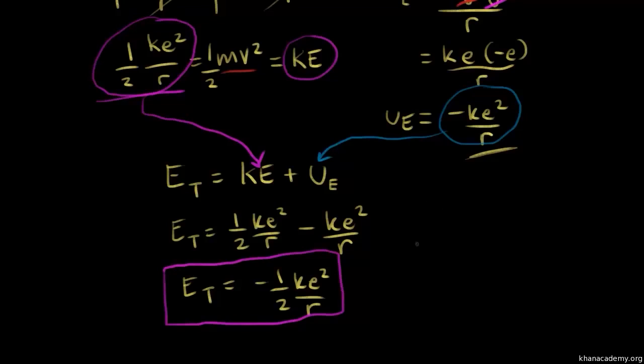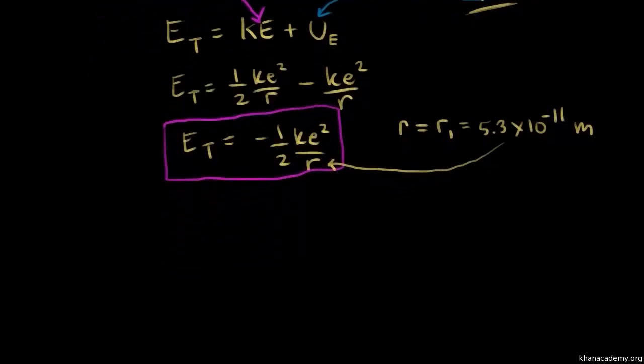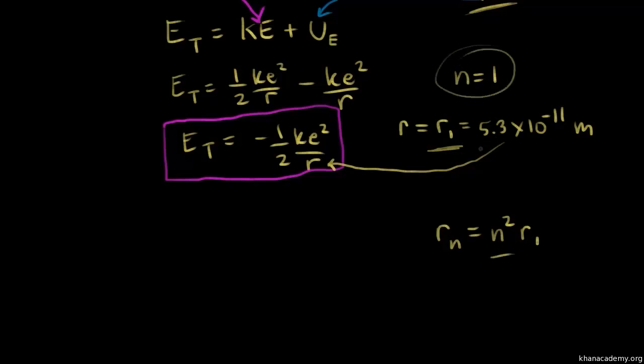All right, let's find the total energy when the radius is equal to r1. What we talked about in the last video, the radius of the electron in the ground state. And r1, when we did that math, we got 5.3 times 10 to the negative 11 meters. And so we're going to be plugging that value in for this r. So we can calculate the total energy associated with that energy level. And remember, we got this r1 value by doing some math and saying n equals 1 and plugging that into our equation. The radius for any integer n is equal to n squared times r1. So when n equals 1, we plugged it into here and we got our radius.